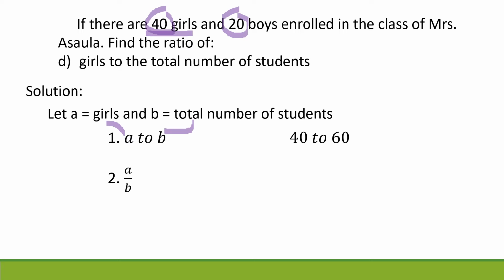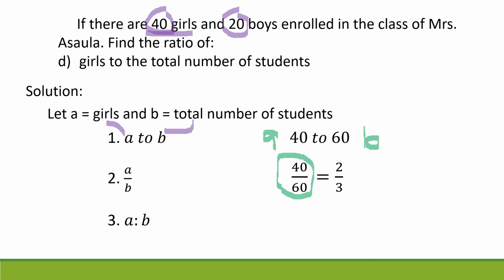Number 2, A over B. Ang A natin ay 40, which is the girls. Ang B naman natin ay 60, kung saan ito ay ang total number ng mga bata. Therefore, A over B is equal to 40 over 60. Need lamang nating isimplify ang 40 over 60 and that is equal to 2/3.